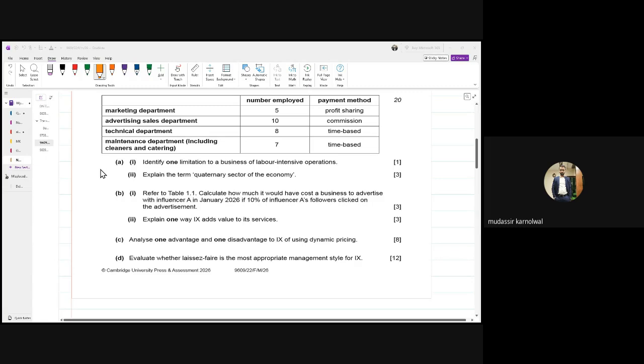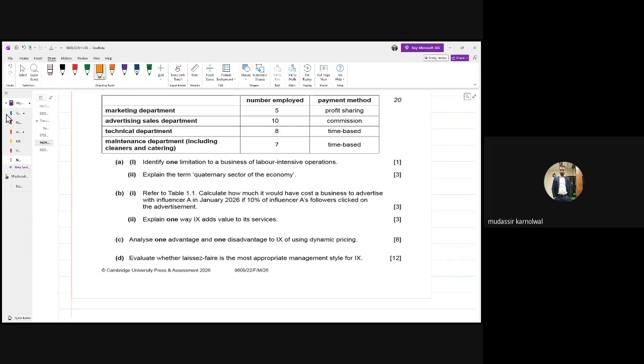Laissez-faire leadership, or laissez-faire management style. Previously, we used to call it laissez-faire leadership, but now we call it management style. So you have to evaluate whether this management or leadership style is appropriate for IX or not. Now, for this, you should know what laissez-faire is. Laissez-faire is a management style where the manager gives full authority to the subordinates. He tells them the guidelines, he tells them the company rules, and then lets them do their work.